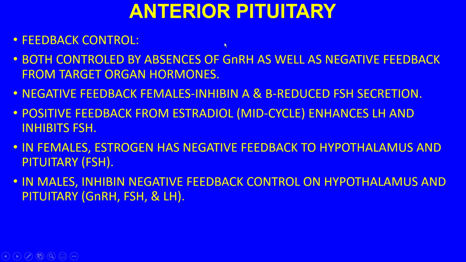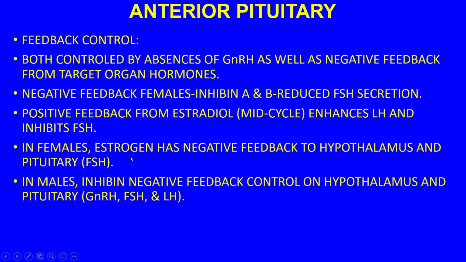Now, feedback control. Both of these hormones are controlled by GnRH as well as negative feedback from the target organ hormones. So in other words, you're going to have testosterone, estrogen, and then another hormone, which is referred to as inhibin, which will feed back. Inhibin is particularly seen with the females, and what you see here, inhibin A and B, they're going to reduce the FSH secretion. There is a positive feedback from estradiol at the mid-cycle. This is going to enhance or boost LH, and yet it will inhibit FSH.